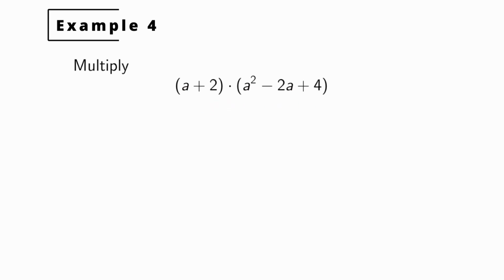So first we'll have a times a squared. That will be a cubed. Then we'll have a times negative 2a. That's going to give us negative 2a squared. And then finally a times the constant term. So that's going to give us a times 4 is positive 4a. Okay. When we do the second term, this is assuming that everything's written, again, in descending order.